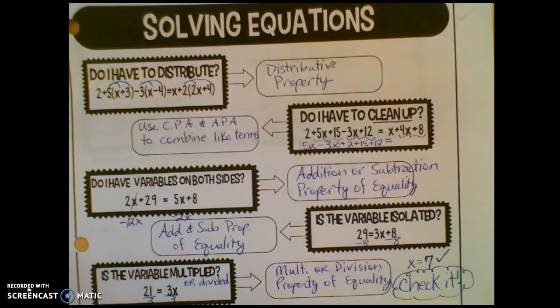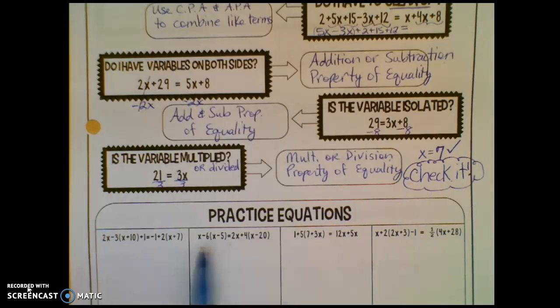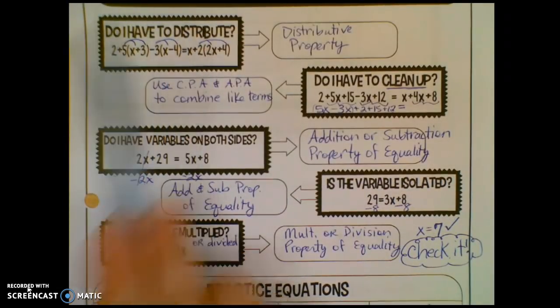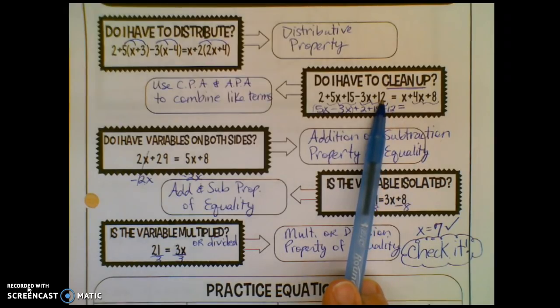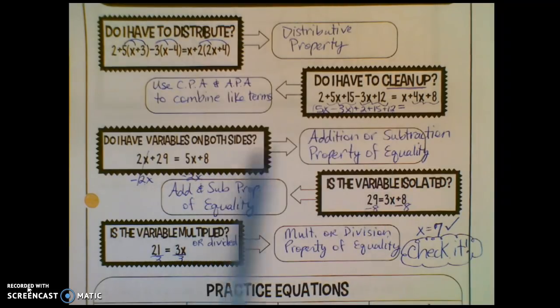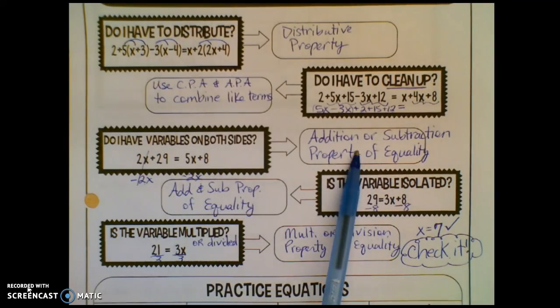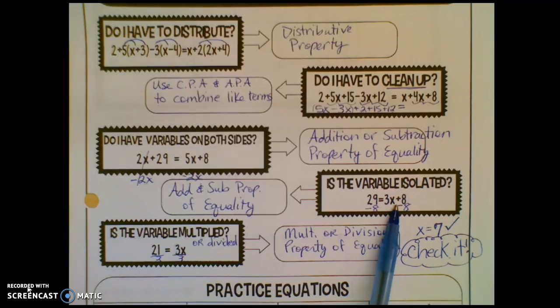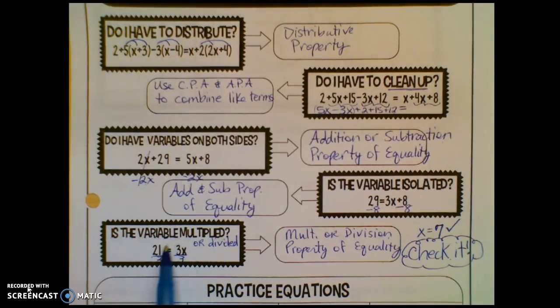You are now ready to try the examples on the bottom. So again, work through these questions. Do you have to distribute? Do you have to clean up using commutative and associative properties to combine like terms? Do you have variables on both sides that you need to either add or subtract from both sides to get your variable term together? Then, do you need to isolate the variable by adding or subtracting one of the numbers to the other side? And then, is your variable being multiplied or divided? So use the multiplication or division property of equality. And then, of course, check it.